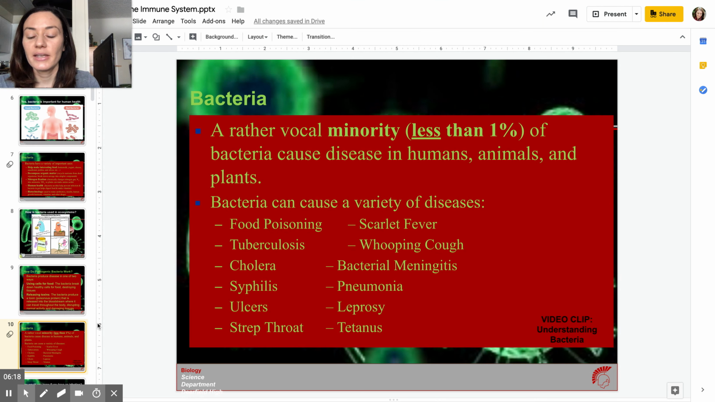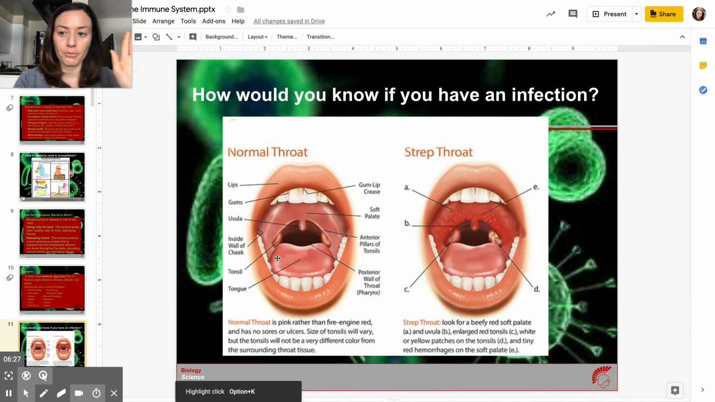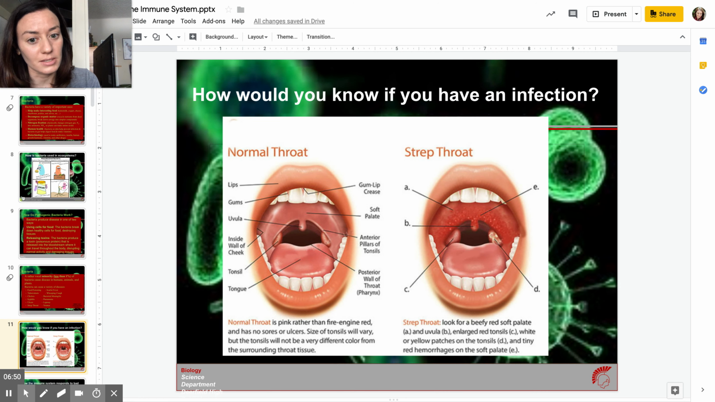Who has ever had strep throat before? I'm going to show you real quick. Let's go to strep throat. Okay. So this is strep throat. It's when you have a really bad sore throat. If you were to open up your mouth and take a look and see, man, do I have a bacterial infection? You would need to determine that, because if you have a bacterial infection, that's when you would want to go to the doctor and take antibiotics.